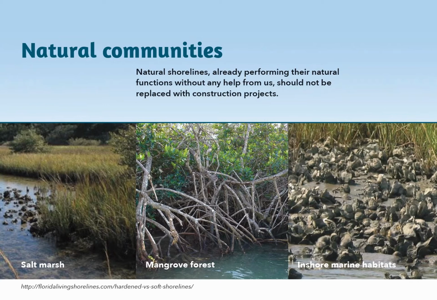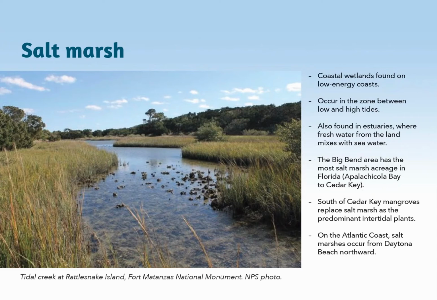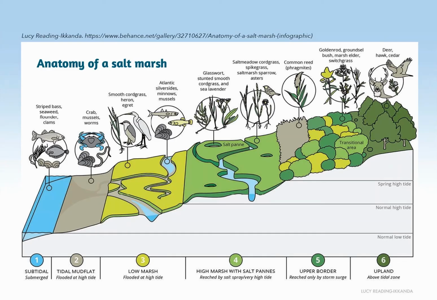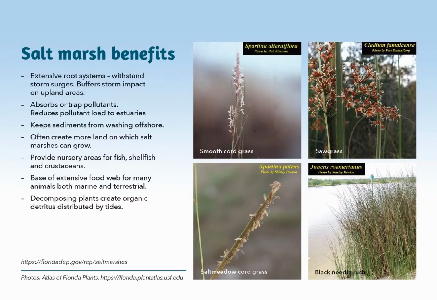The first natural system we're going to look at is salt marsh, and if you've been up to Cedar Key, you've seen these salt marshes. So lots of benefits with salt marshes. They can support the shoreline and buffer that wave energy that's coming in, storm impact. They trap pollutants, keep sediments in place, and the decomposing plants are a really important thing, because not only does that provide some food web support for the marsh itself, but it also gets distributed into the water where organisms can feed on it.